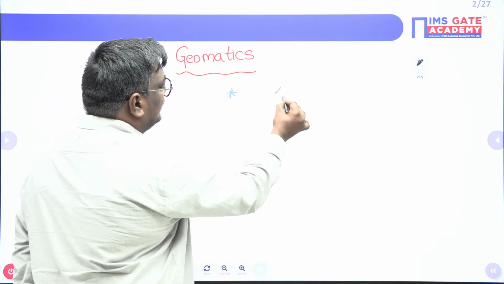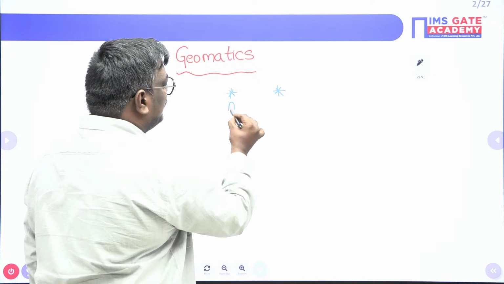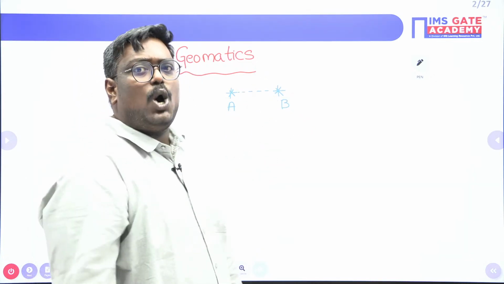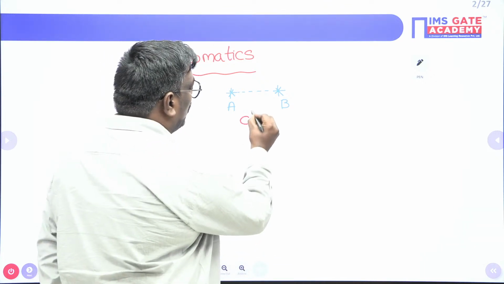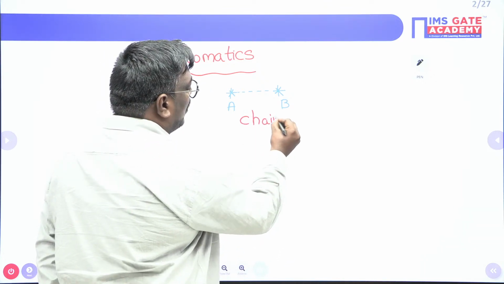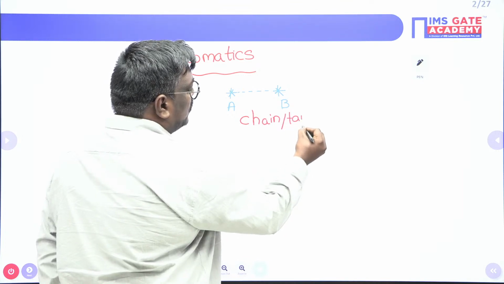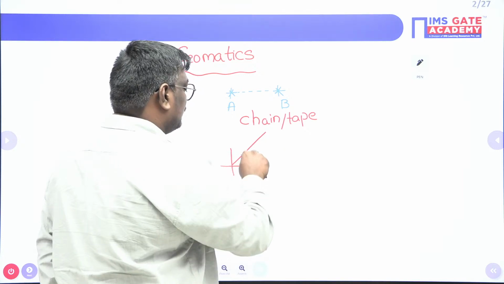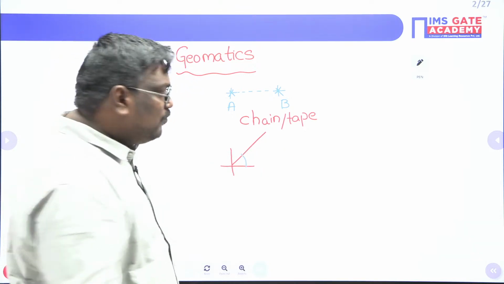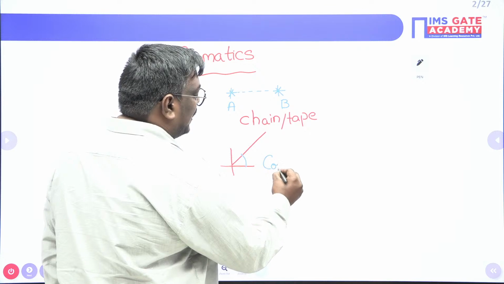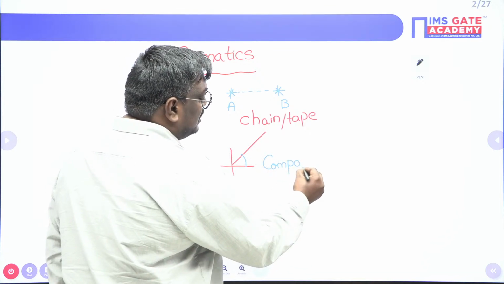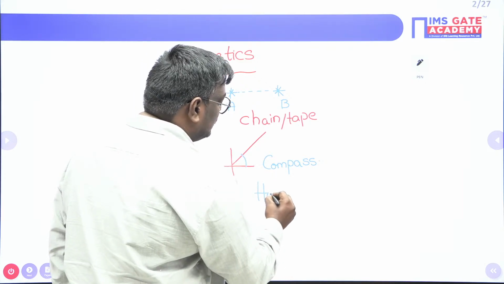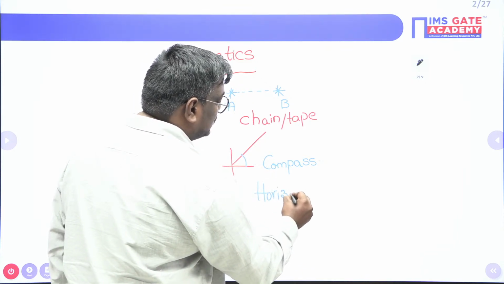What exactly is the history? If you want to measure the distance between 2 points, you used to measure using a chain or a tape. Suppose you want to measure the horizontal angles, we have an instrument called the compass. So horizontal distances are measured using a chain or a tape, and horizontal angles are measured using compass surveying.